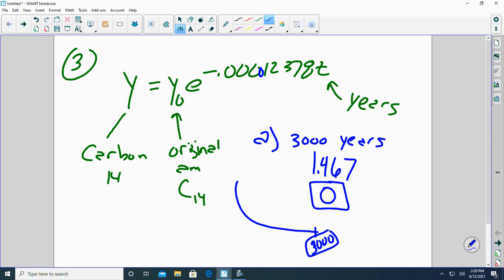X equals 3,000. Sorry about that. X equals 3,000. All right, so Desmos also says that 3,000 will be down to 0.